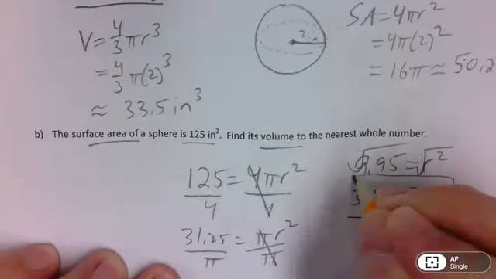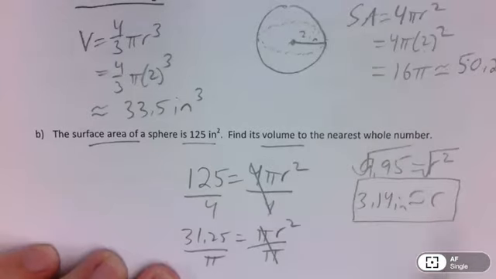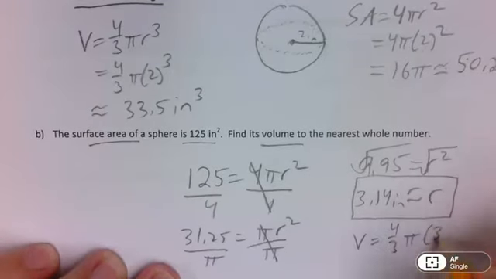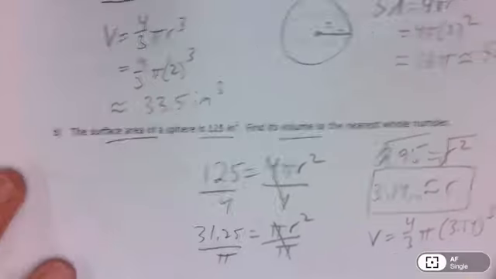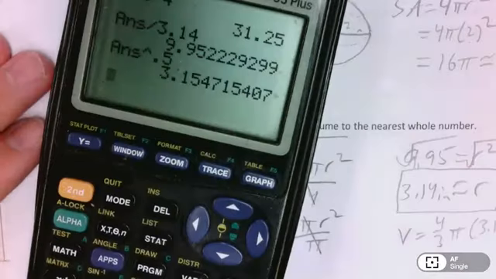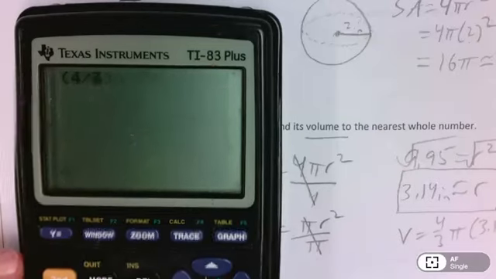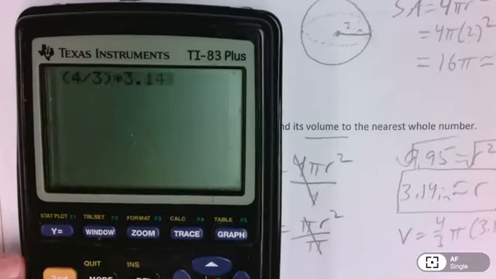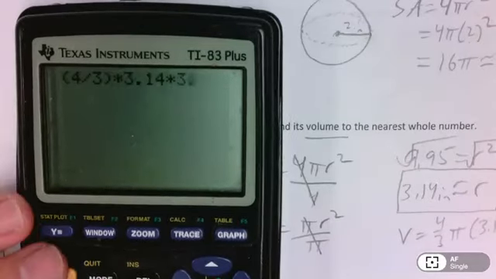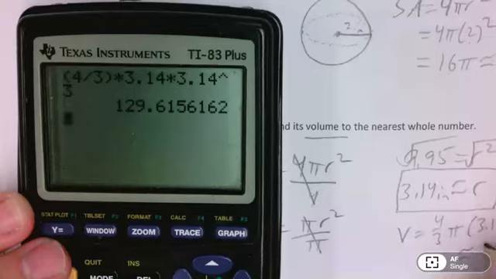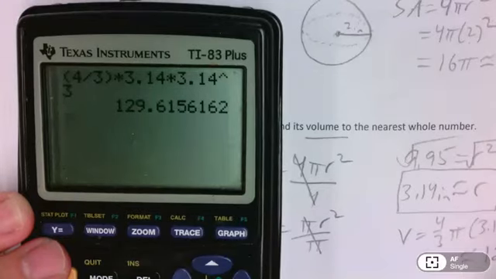So that's the radius. I still have to find the volume, but now that I know the radius, I can do the volume problem the same way I did before. Volume is 4/3 pi r cubed. I'll do it in the calculator just like before. So I've got 4/3 times pi times the radius, which just happens to be 3.14, to the third power, and I get about 129.6, and that's going to be cubic inches.